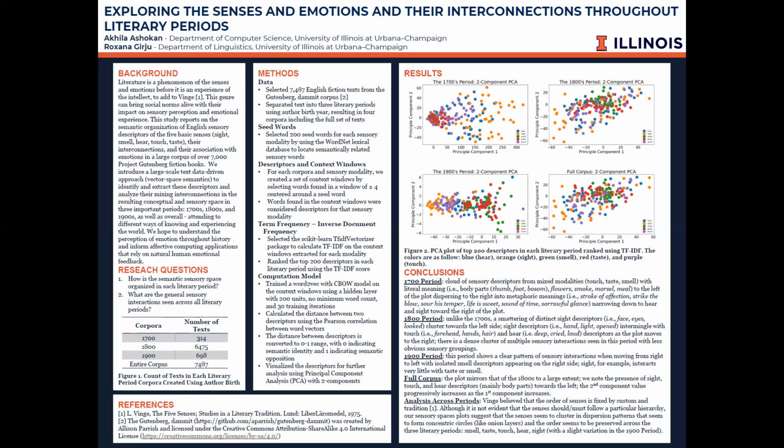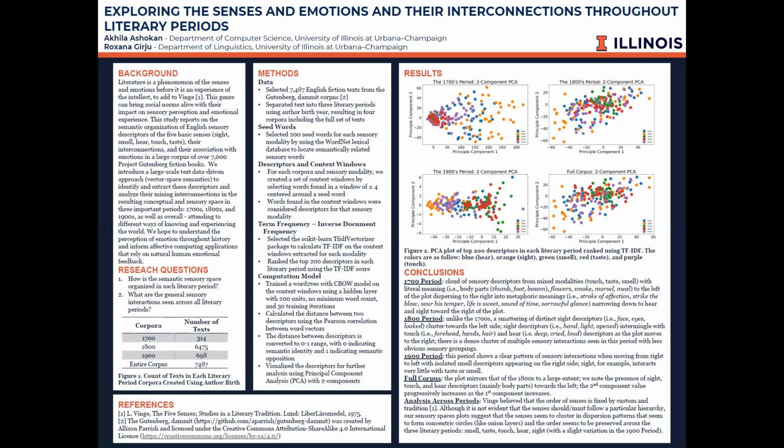Now I'd like to move on to the results of this study by looking at each literary period and then zooming out to look at an analysis of all the literary periods. The PCA plots shown in Figure 2 allow us to visualize the top 200 descriptors by reducing the dimensionality of the word vectors down to 2 components. This dimensionality reduction does not discard any samples or characteristics and displays clusters of words based on their similarity.